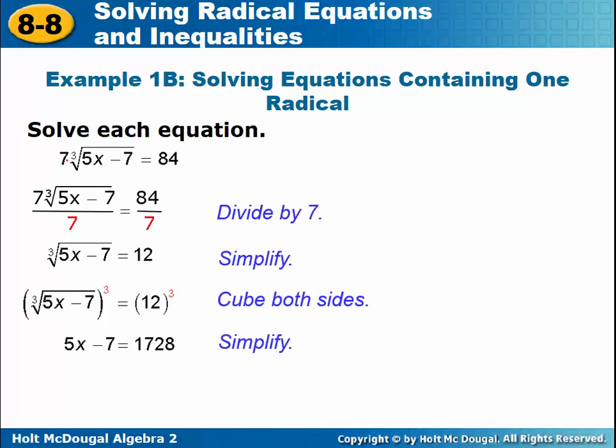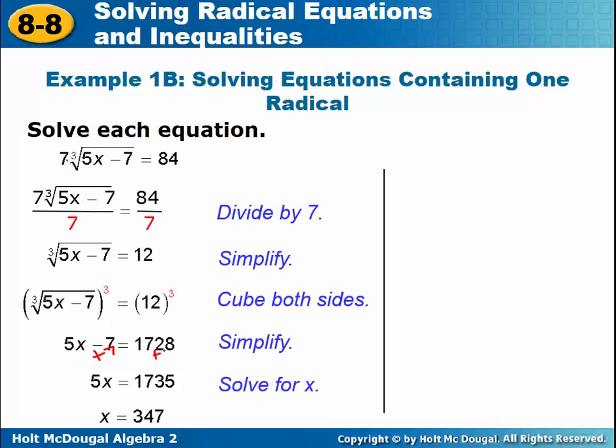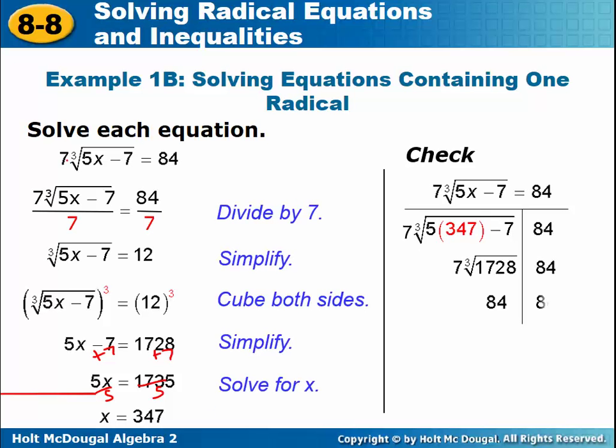Now we just solve that little two-step equation. 5x minus 7 equals 1,728. Add 7, divide by 5, and you get x equals 347. And then don't forget to check, plug that back in, and make sure that you get 84 on both sides. And we do, so then we know that we have the right answer, that 347 works.